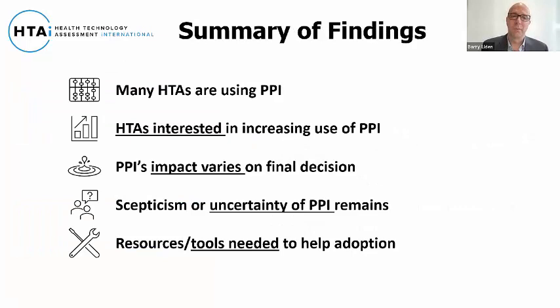So a quick summary is that many HTAs are using PPI. They are interested in increasing the use of PPI. PPI impact varies on the final decision. There's a spectrum, heterogeneity, if you will. In some decisions, it looks like PPI actually overturned the decision or had a heavy influence, and in some cases it was merely supplementary. And then there remains some skepticism or uncertainty of PPI, and some resources or tools are needed to help in that adoption.